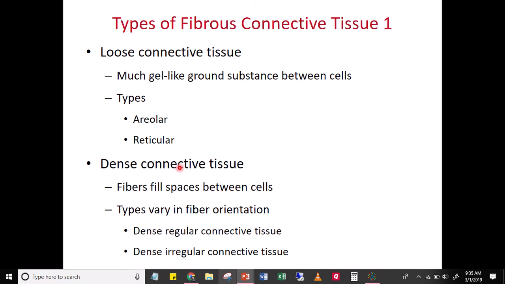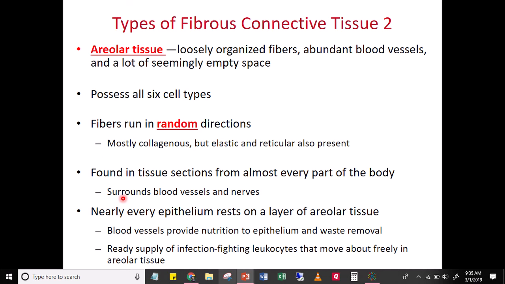So in terms of how we could categorize these, broadly speaking, if the extracellular matrix has mostly ground substance, it's a loose connective tissue. If the extracellular matrix has lots of fibers, it's a dense connective tissue. So the loose ones don't have the fibers, the dense ones have lots of those fibers, particularly the collagen fibers. So let's look at areolar tissue.